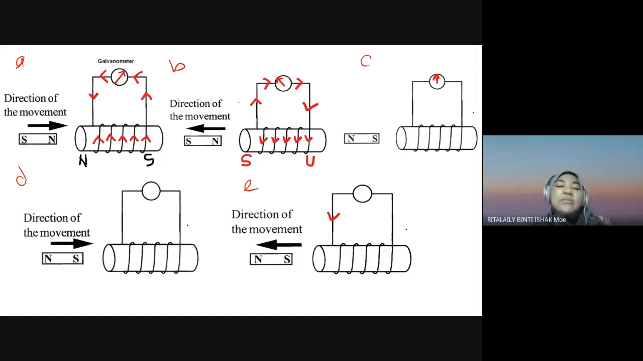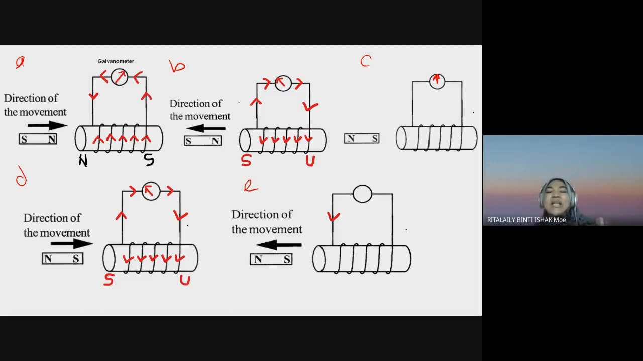D, direction of the movement, south going into the solenoid. So which direction is the deflection? Okay, Sutta's answer right. Sarah also answered right. What about the others? Kalpana answered left. Nadia also answered left. Okay, so let's look. As I've told you before, please look at the solenoid carefully. When you get your answer, draw the direction of the current carefully. So the current is moving from left to right. Therefore, the galvanometer pointer will point to the left.